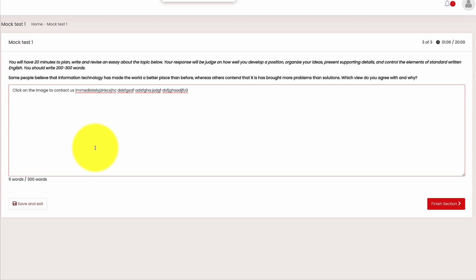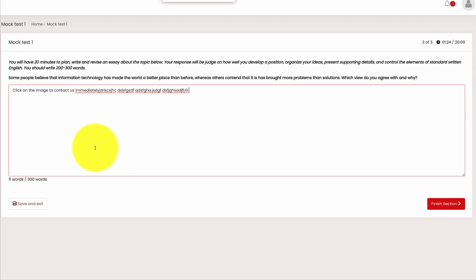Essay writing, you get 1 or 2 essays, and you have to write your essay between 200 to 300 words. You have 20 minutes to finish one essay. If you get 2 essays, then you get 40 minutes. 20 minutes per question. Essay does not affect any other section.